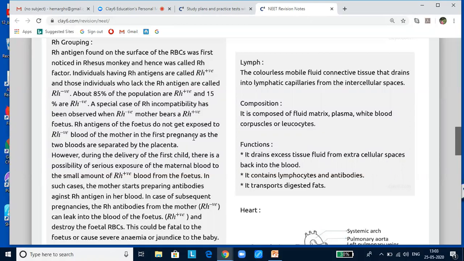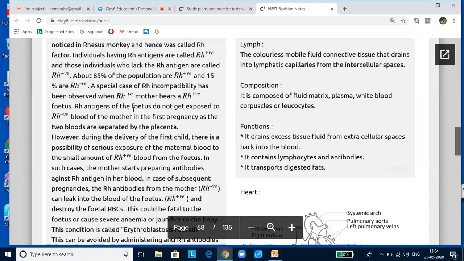In case of further pregnancy, anti-Rh antibodies of the mother can leak into the blood of the fetus, which is Rh positive, and destroy the fetal RBC. This could be fatal, and this condition is called erythroblastosis fetalis, or generally blue baby syndrome. This can be avoided by administering anti-Rh antibodies to the mother immediately after the delivery of the first child. Now this is about that.